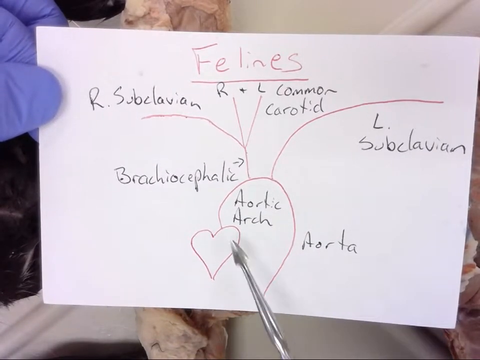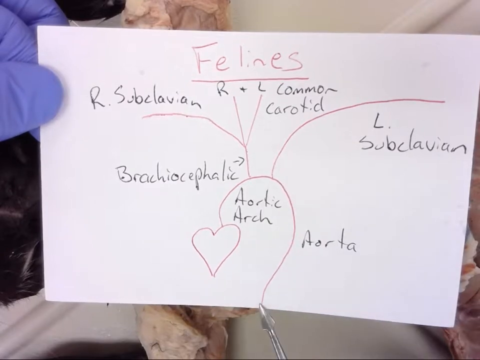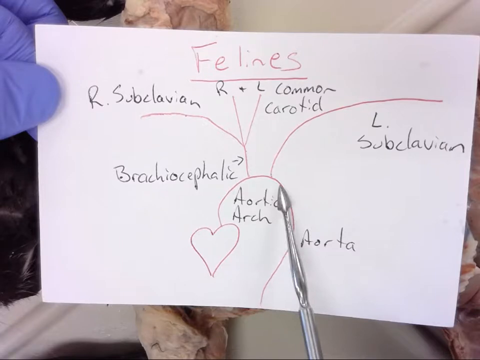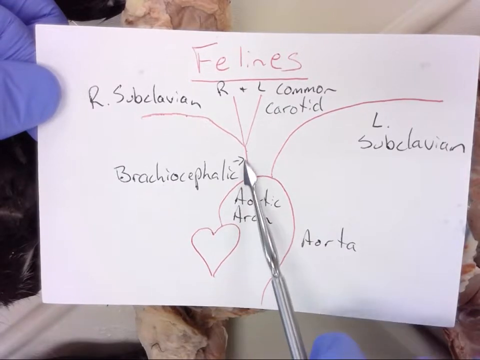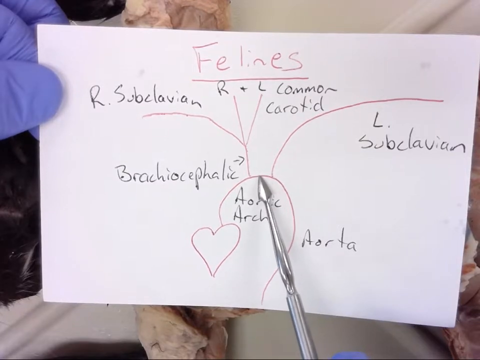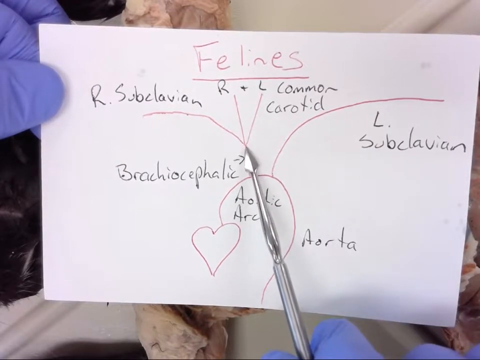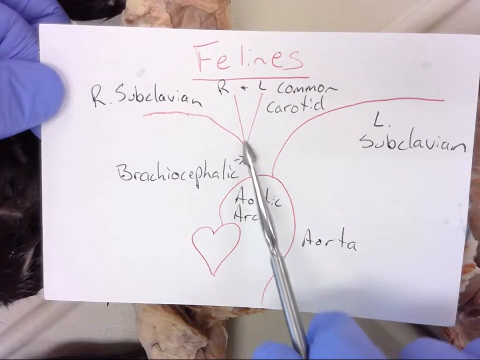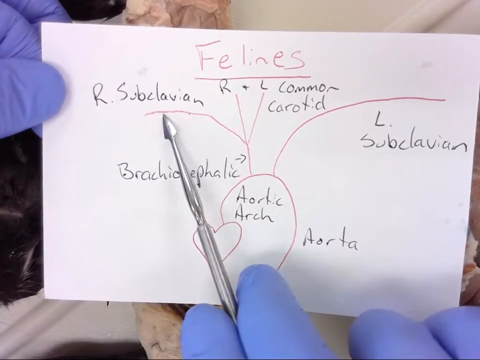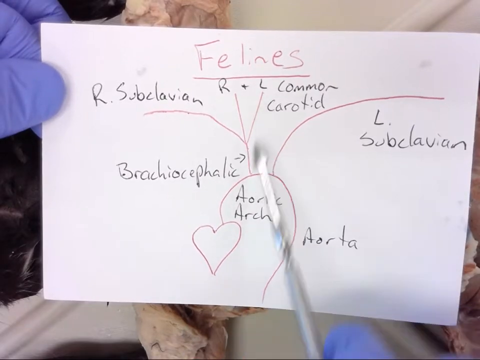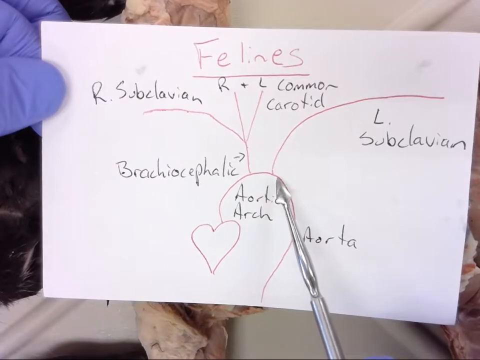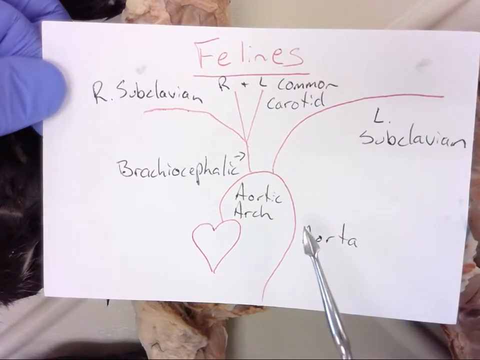So same as in humans, we have the aortic arch progressing down to the lower body. But in felines, we only have two branches. Okay? We still have the brachiocephalic, but rather than the left common carotid coming off by itself right here, we see that it branches. The brachiocephalic is going to branch 3 ways instead of 2. So we have the right subclavian and the right and left common carotids. And then you have another individual branch for the left subclavian that goes off down the left arm.